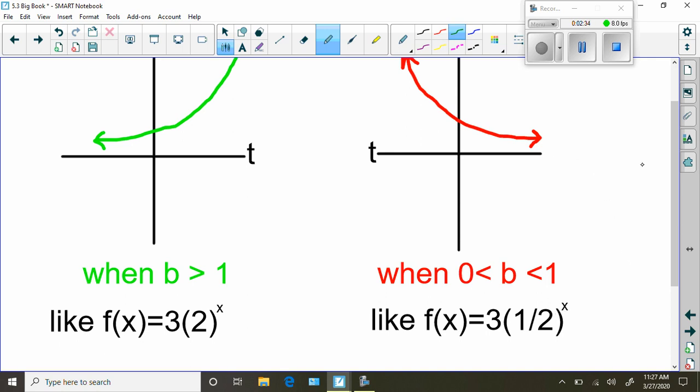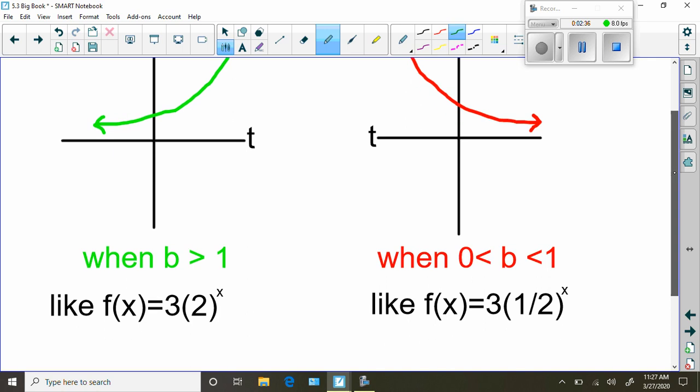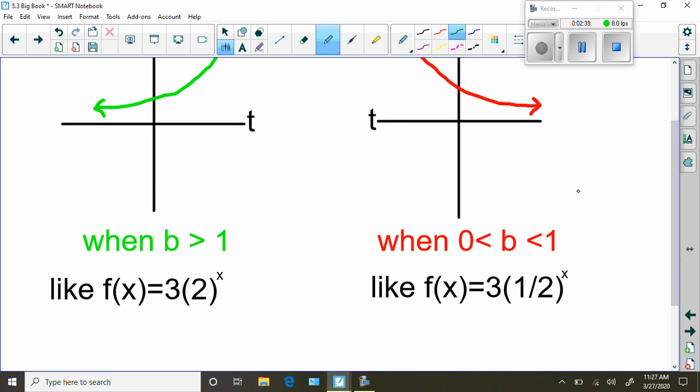All right, so let me show you what I'm talking about here. If I were to plug in numbers, let's say 1 and 4. So if I said, what's f of 1? You'd say, well, that's 3 times 2 to the first, which is 6.